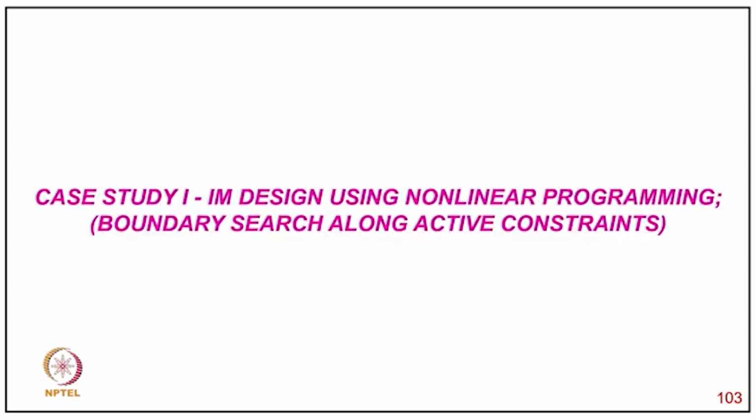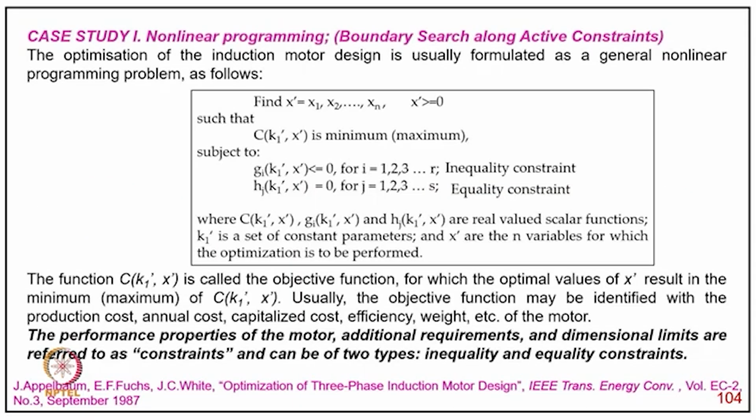So, coming to the first case study, induction motor design using nonlinear programming as a boundary search along with the active constraint. The concept here is that because of the constraint, your optimum design will always be on the boundary.